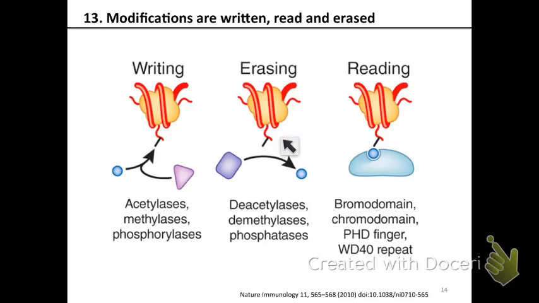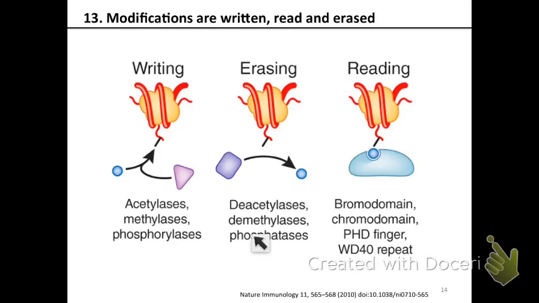The enzymes that erase are basically the enzymes that remove these groups off of those amino acids. So an eraser of an acetyl group is going to be called a deacetylase. An eraser of a methyl group is going to be called a demethylase. And an eraser of a phosphate group is going to be called a phosphatase, right? All right. So this is writing and erasing.